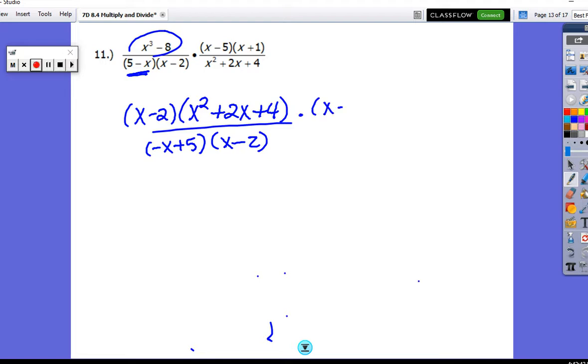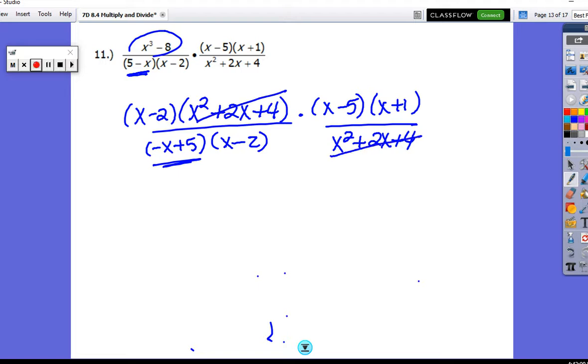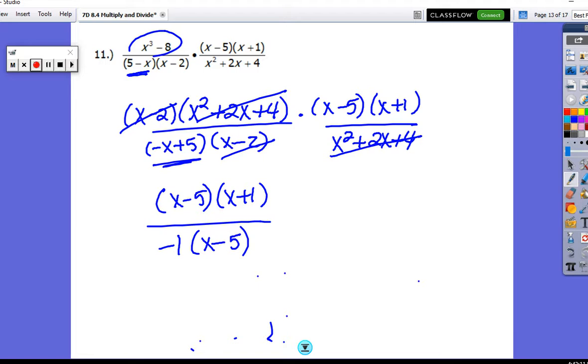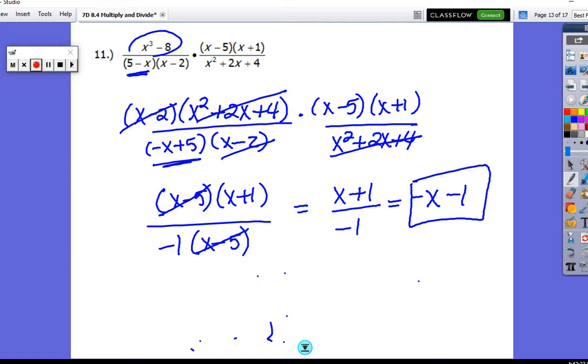Alright, this has been factored for me. And x squared plus 2x plus 4 doesn't factor. Alright, I'm going to pull out a negative 1 there. Alright, but I can go ahead and simplify this. Oh, and here. Okay, so that's going to leave me with what? x minus 5 over x plus 4. Pull out my negative 1, which leaves me with x minus 5. Now they're common, so I'm left with x plus 1 over negative 1. If I divide negative 1 into both of these, I'm going to get negative x minus 1, and that's going to be my final answer.